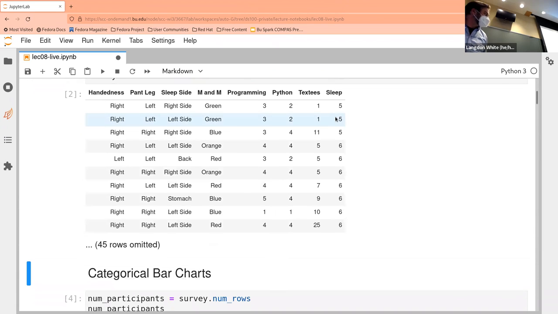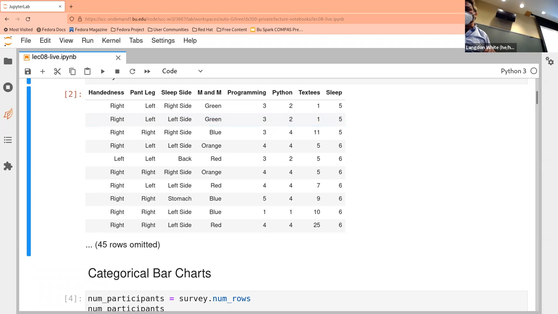All right, and so hopefully some of you remember doing the survey. I thought it was particularly interesting that some people left sleep side out, but then answered all the other questions. And I was like, huh, all right. So this is just kind of entertaining to think about. I obviously shortened the questions. This is left or right-handed. This is which pant leg you put on first. This is the sleep side. And this is the best color of M&M. Then programming skill, Python skill, and number of texts in the last 24 hours, so how many people you texted in the last 24 hours. And then how much sleep you get.